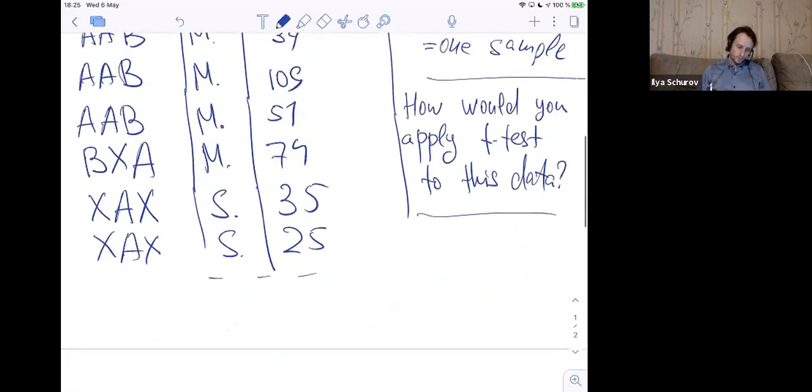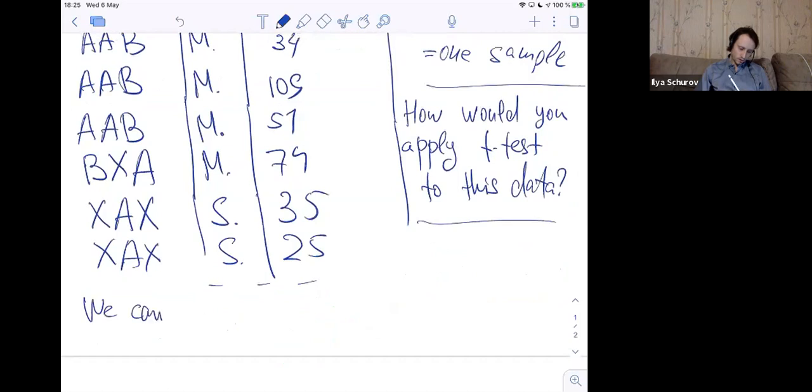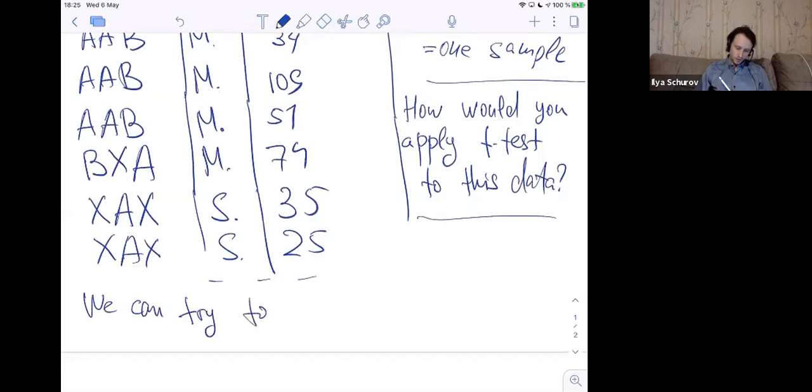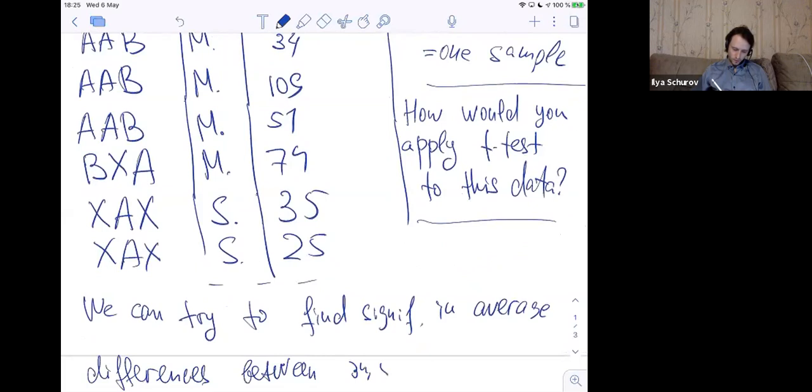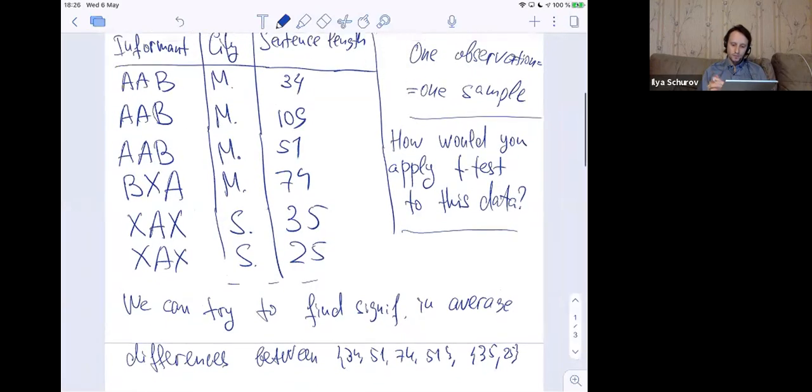So we can try to use this to find significance in averages, in average differences between this first set and another set. Are there any objections about this procedure?